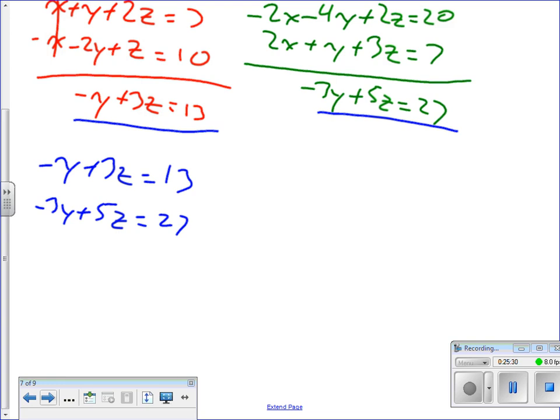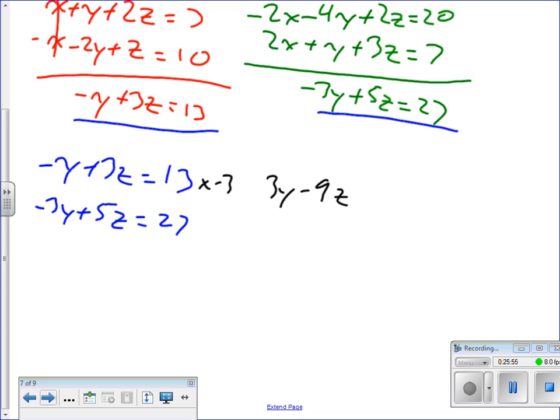Ooh, no, it's not the same one. Okay. So now I have to eliminate y or z. Eliminating y is actually very easy on this one. Multiply the top equation by negative 3 in this case. Normally I don't like to multiply by negatives. Multiply by negative 3. And I get 3y minus 9z.